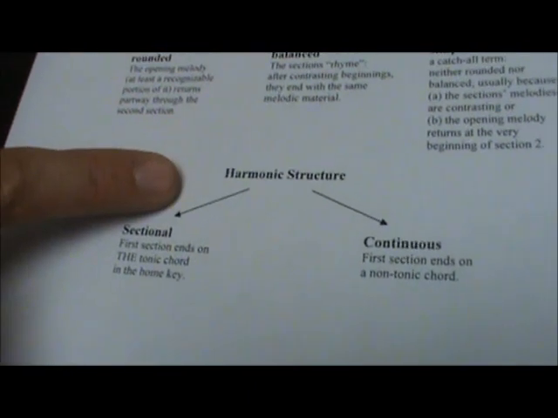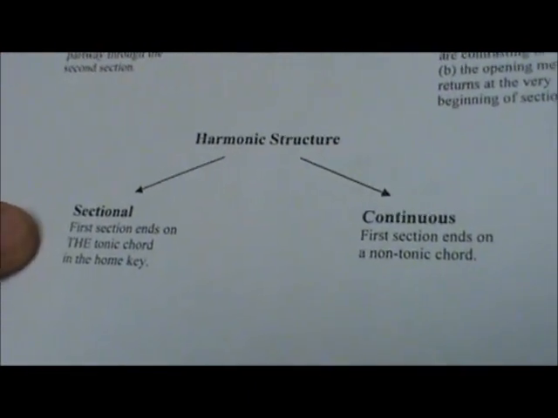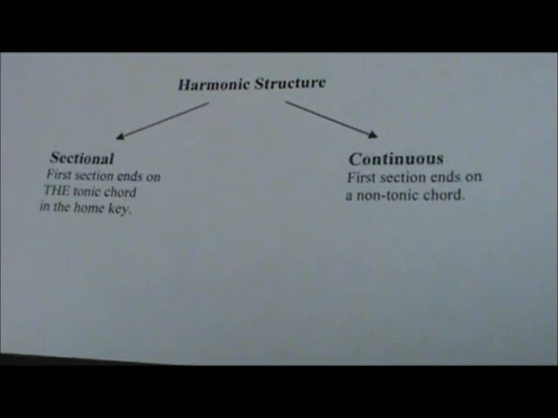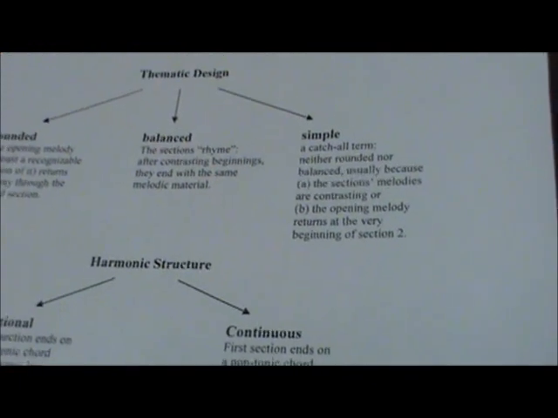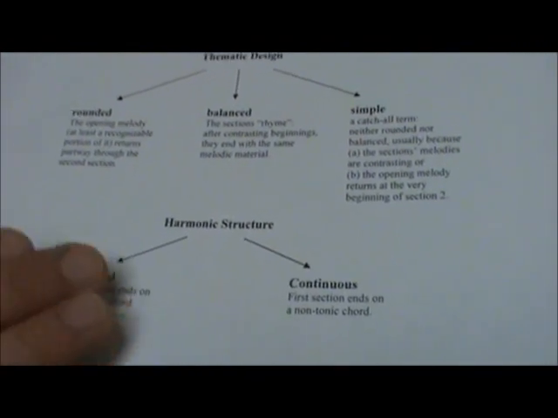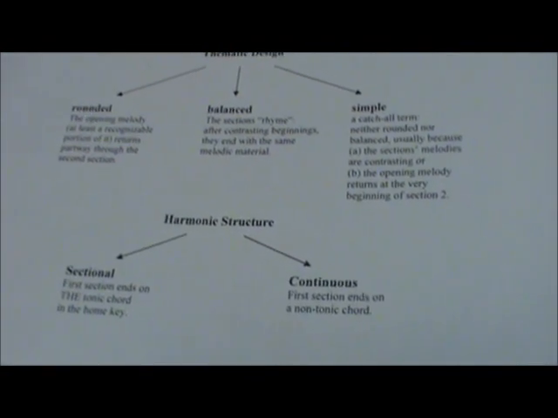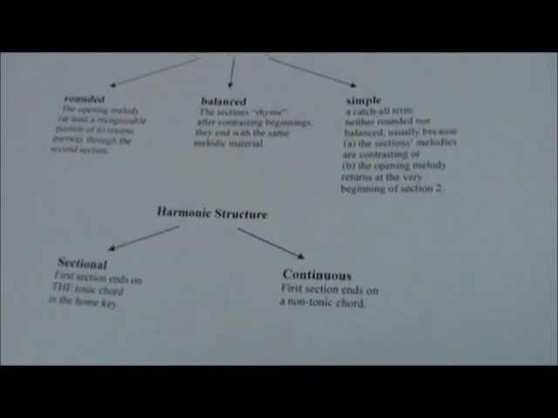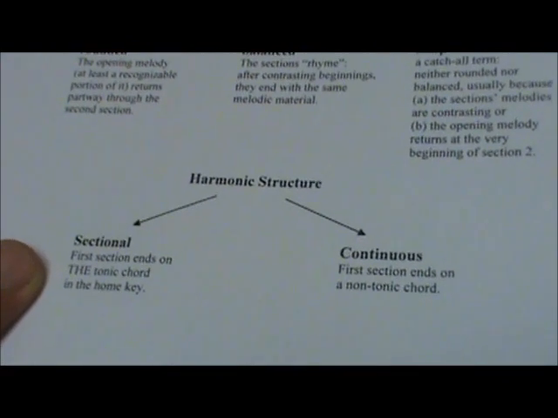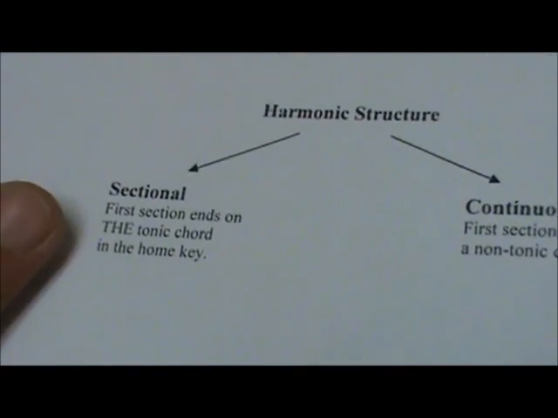So under harmonic structure, you're going to pick either sectional or continuous to label a period. You might have a rounded continuous period. So you're going to pick one thing from the thematic, one thing from the harmonic structure. And you put those two labels together and you've got the complete label. Okay, sectional means the first section ends on the tonic chord in the home key.